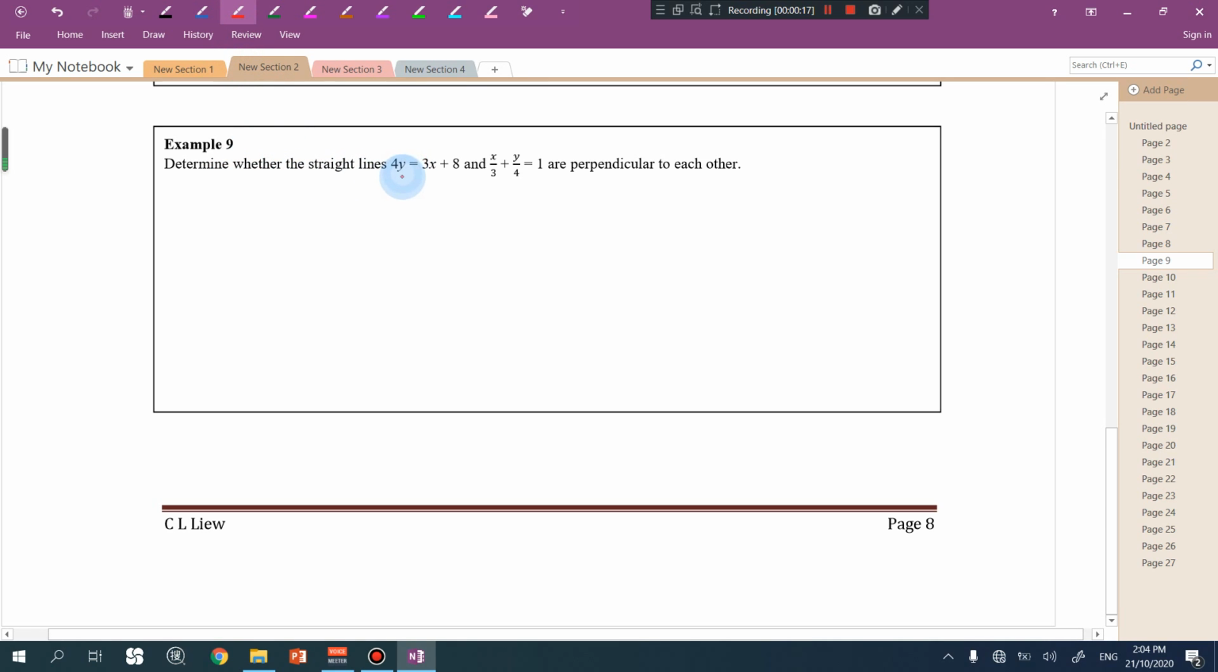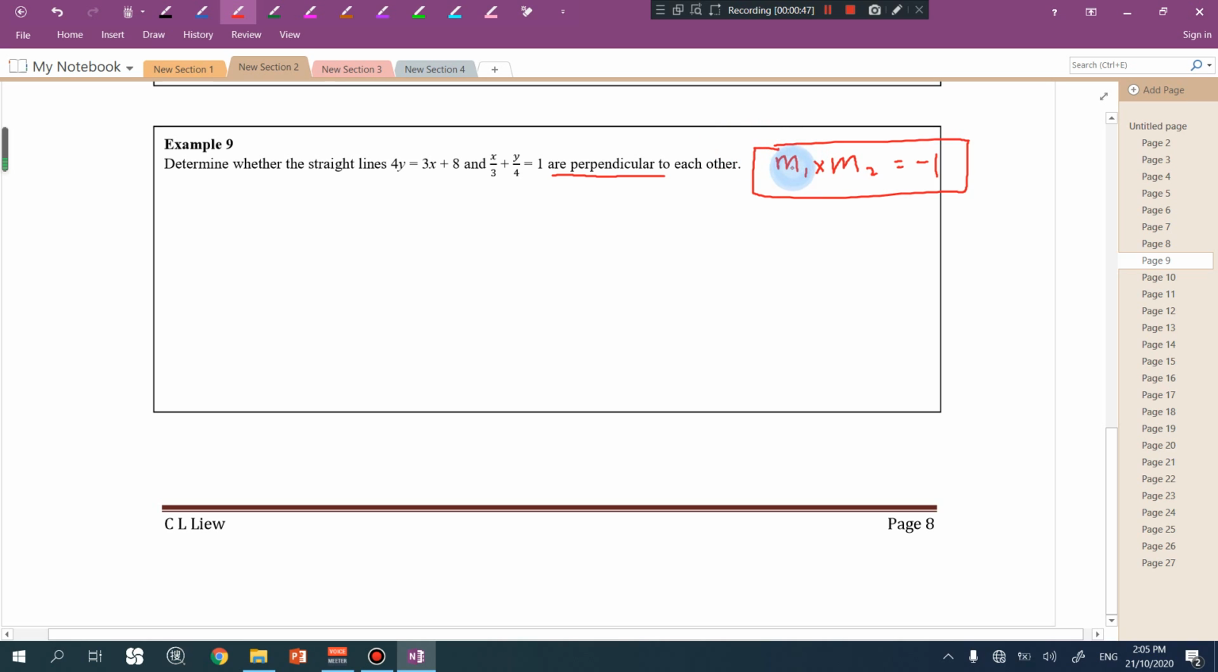Determine whether the straight lines, I have two straight lines here: 4y = 3x + 8, and x/3 + y/4 = 1. Are they perpendicular to each other? I hope you remember, if the product of their gradients, m1 times m2, is equal to -1, then they are perpendicular to each other.